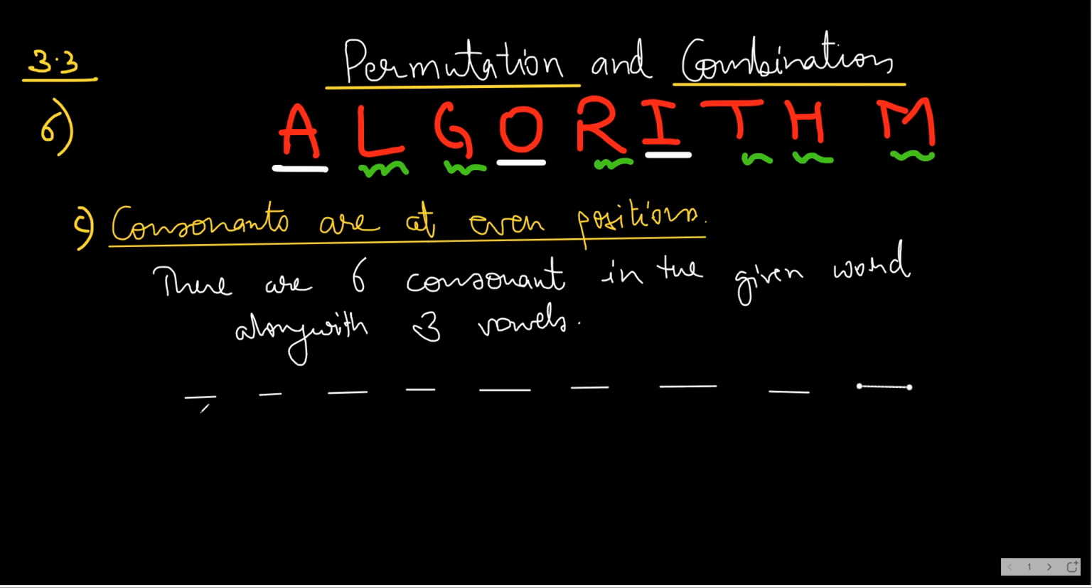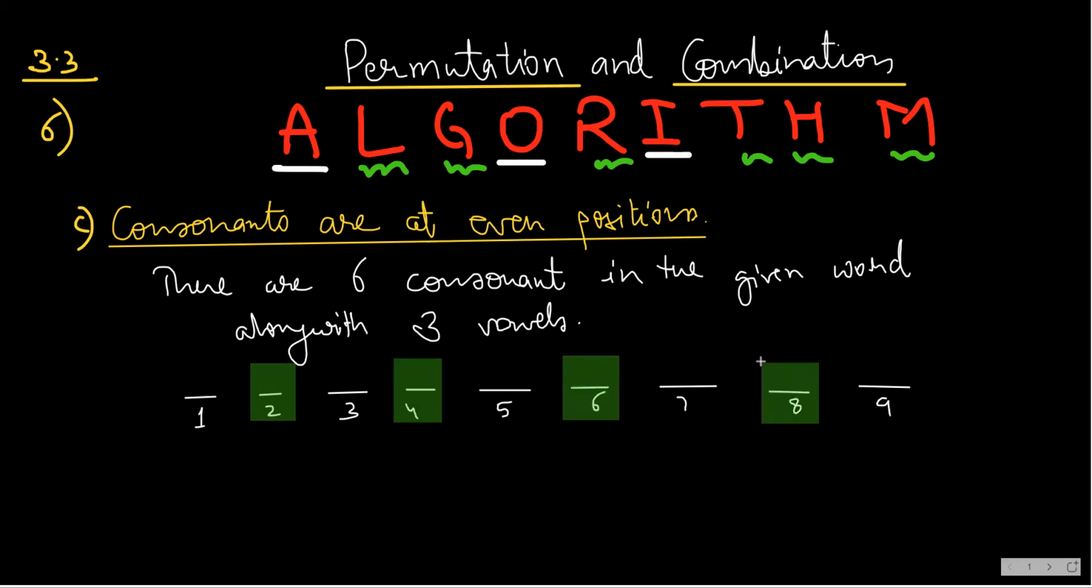Now what are even positions? See 1, 2, 3, 4, 5, 6, 7, 8, and 9. So what are even positions? The even positions are here. This is an even position. This one, this one, this one. What they are saying is that the consonants are at even position. So we have total 4 even positions. I write here, there are 4 even positions.